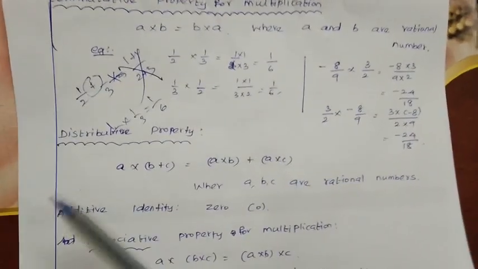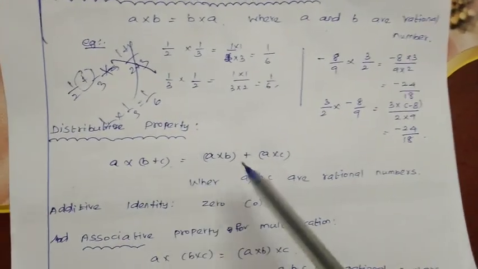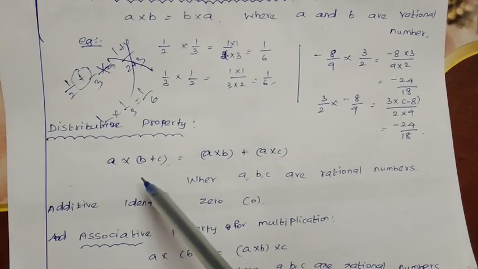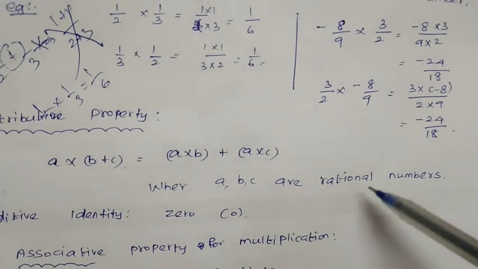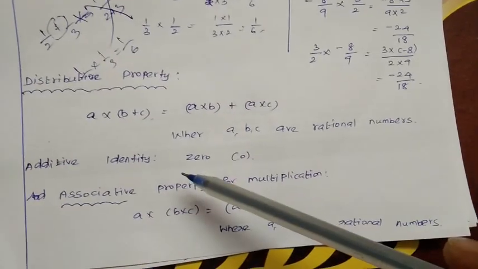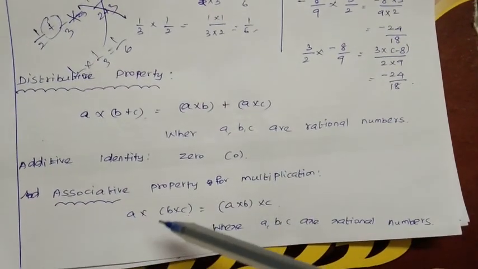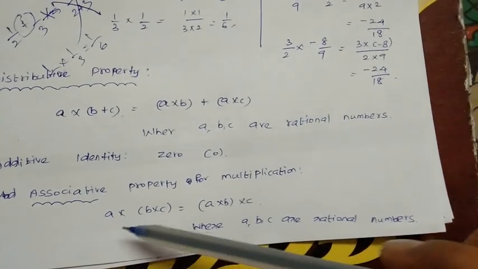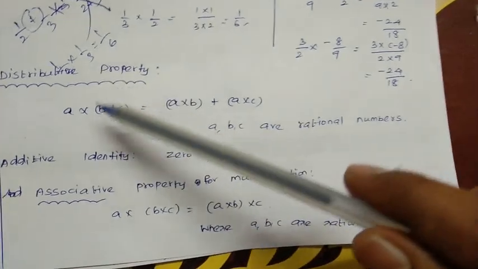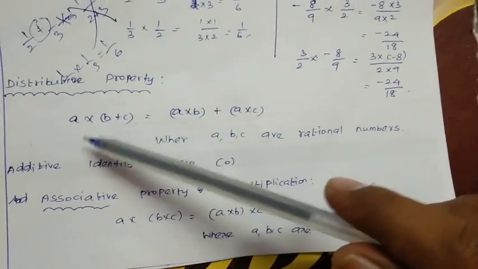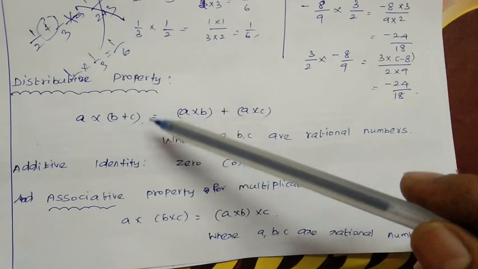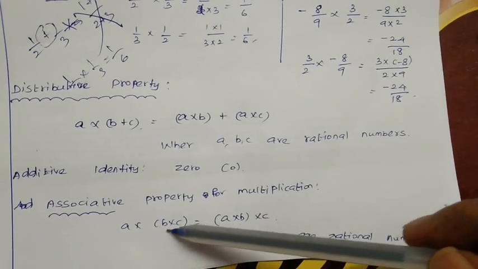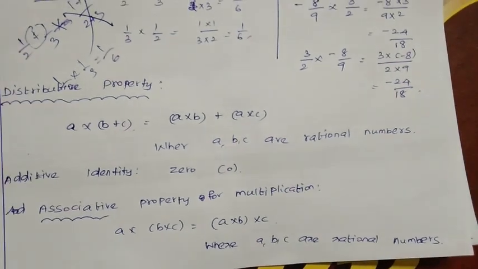Okay. Now the distributive law: A into B plus C equals A into B plus A into C. A is distributed to B and C, where A, B, C are any rational numbers. Similarly additive identity 0. Now just recall the associative property for multiplication. A into B into C: A is associated with B and C, but it is not commutative, so we can change A into B into C, where A, B, C are any integers.